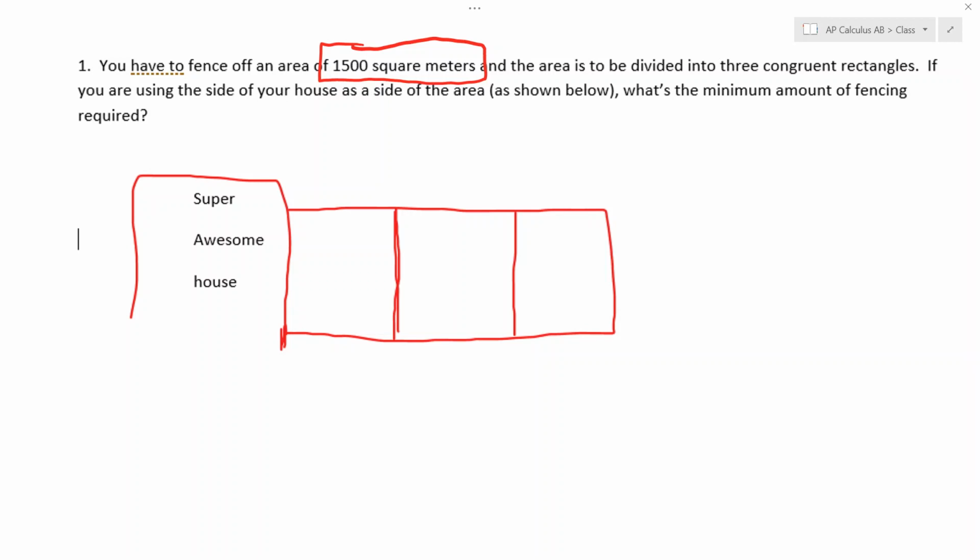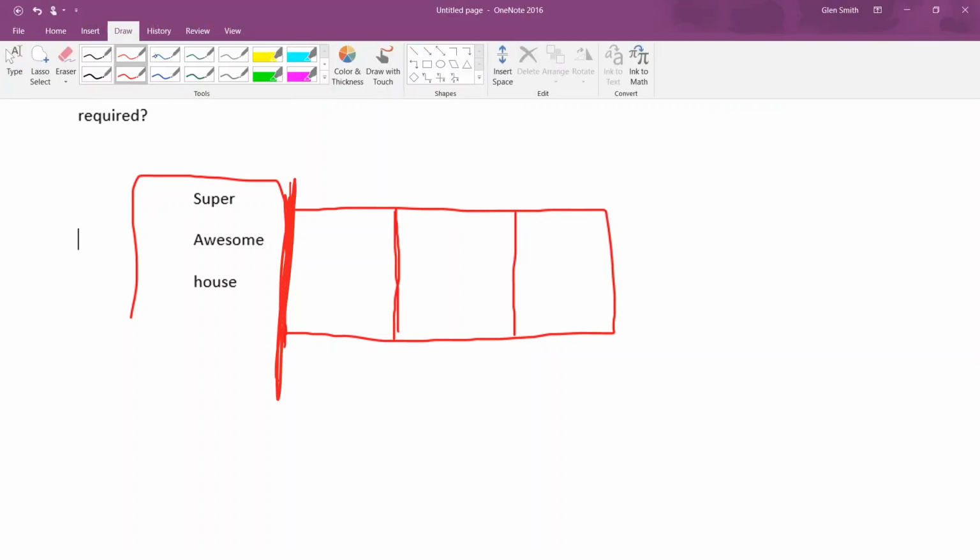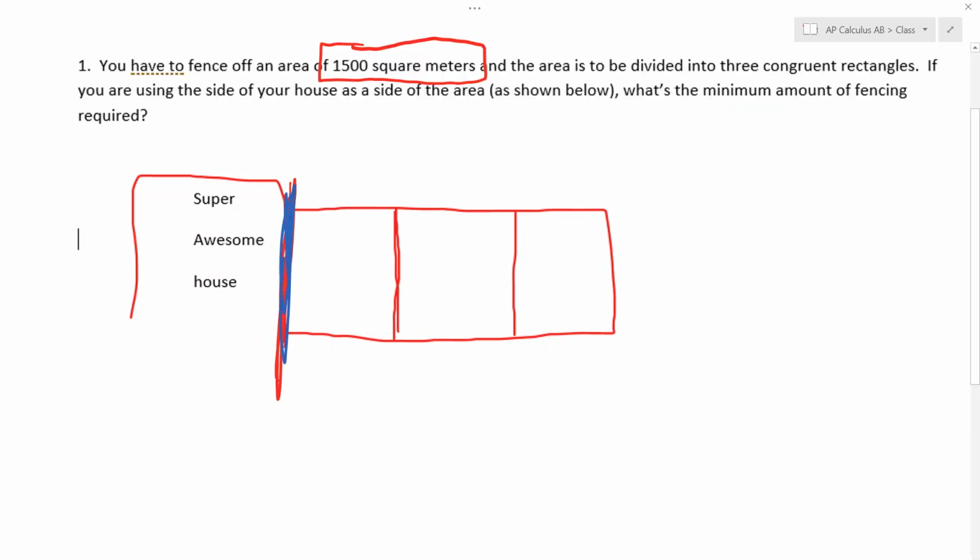So, like I told you before, the first thing we do is get a picture, which I gave you right here. The farmer's using this house here, so we don't have to fence off this section right there. Let me use a different color just so we're not all in red. Okay, we don't have to fence off this section. Cool. So the amount of fence that we're going to have to use is an L here, an L here, an L here.